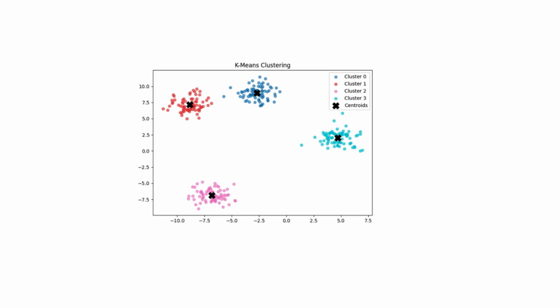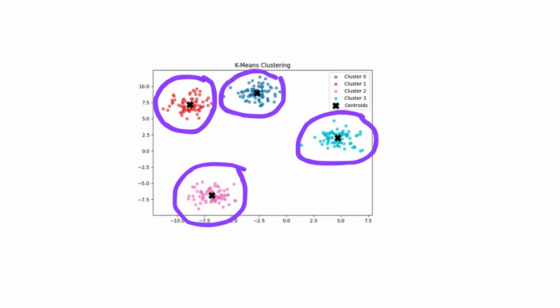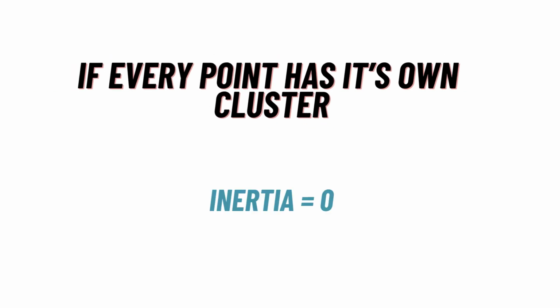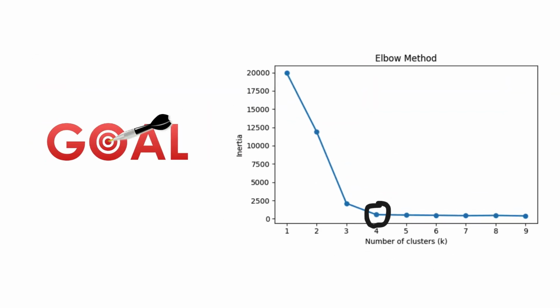Think of it this way. Inertia measures how tightly packed your clusters are. The more clusters you add, the closer the centroids get to the points, and the lower the inertia becomes. If every point has its own cluster, inertia is 0. The goal is to find the point where the decrease in inertia starts to slow down significantly. That bend in the graph is our elbow, and it represents the best trade-off between cluster tightness and simplicity.